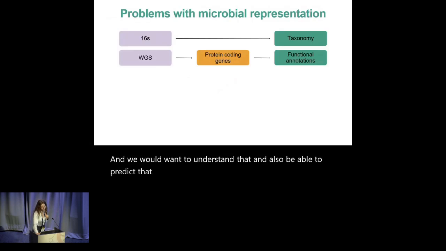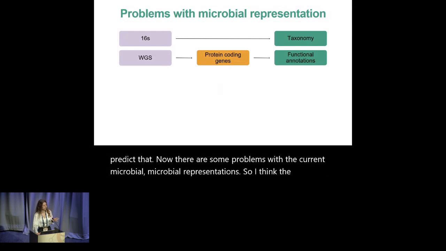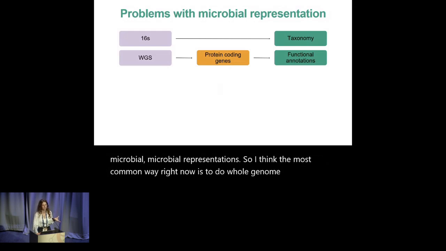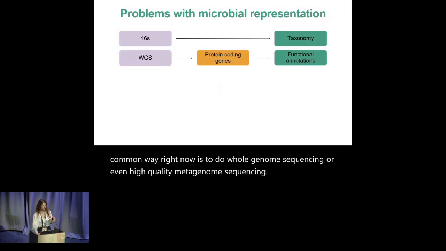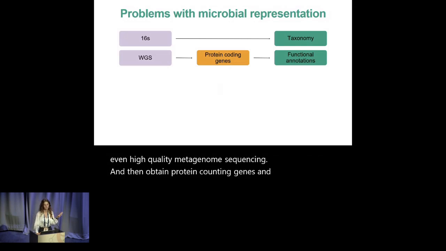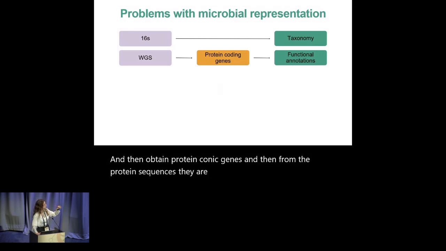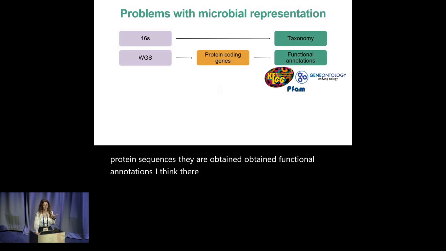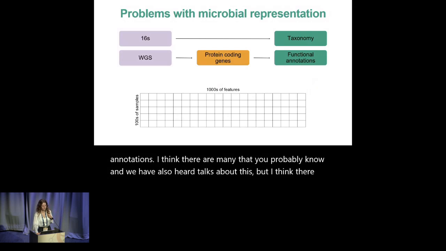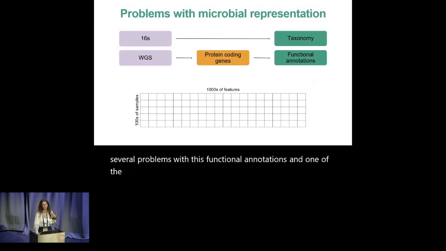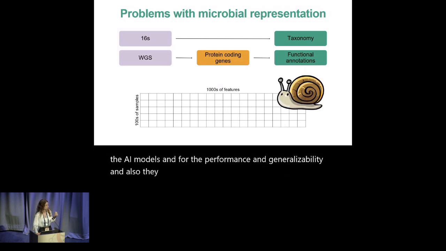Now, there are some problems with the current microbial representations. So I think the most common way right now is to do whole genome sequencing or even high-quality metagenome sequencing, and then obtain protein-coding genes. And then from the protein sequences, we obtain functional annotations. I think there are many that you probably know, and we have also heard talks about this. But I think there are several problems with these functional annotations, and one of the main ones is that even for a couple hundred microbes, we still obtain thousands of features, and this is quite problematic for the AI models and for the performance and generalizability. And also, they are quite slow to obtain.